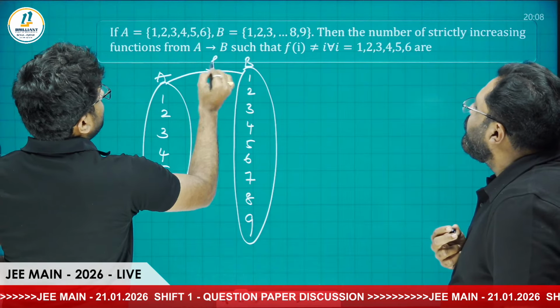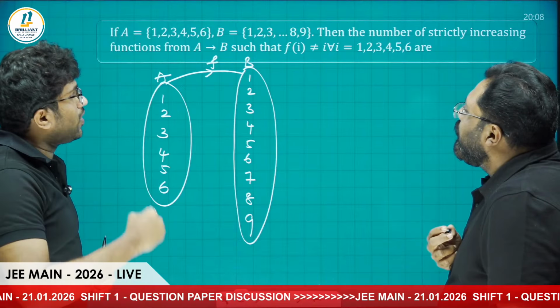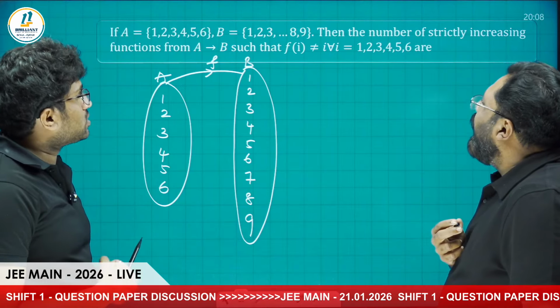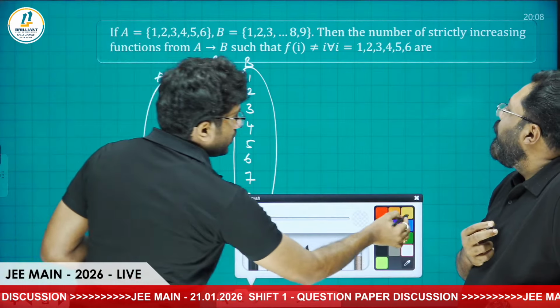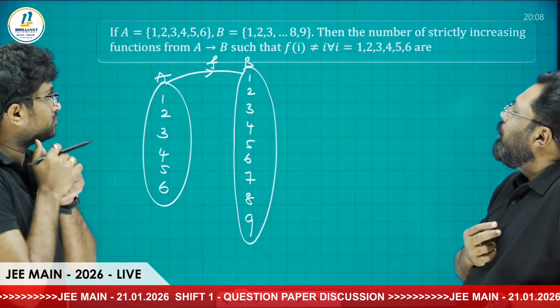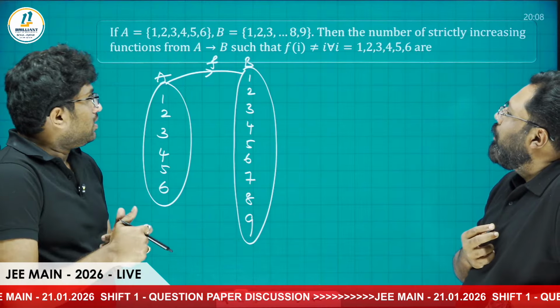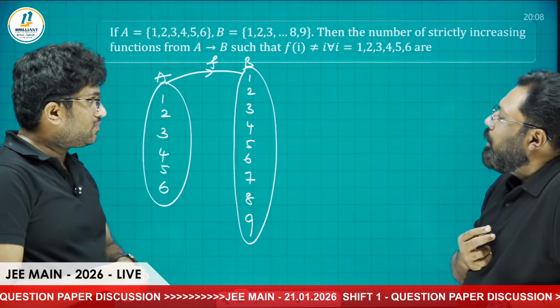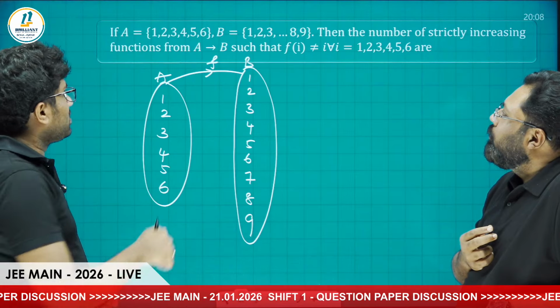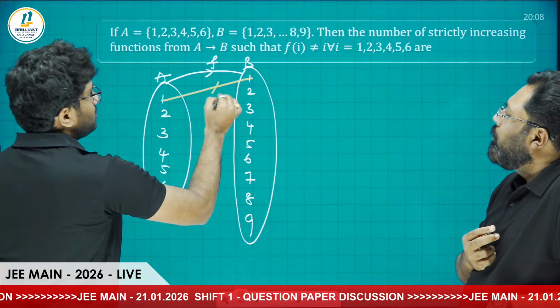F is a function mapping from A to B such that f of i not equal to i for all i = 1, 2, 3, 4, 5, 6. Okay, we'll do one by one. Actually, this can also be done by using our derangements. f of 1 not equal to i means f of 1 shouldn't be 1.